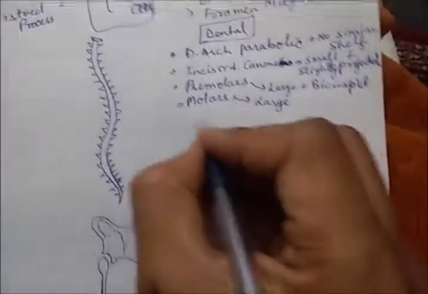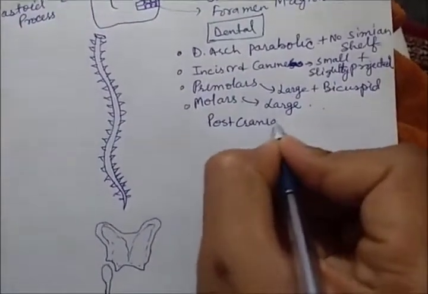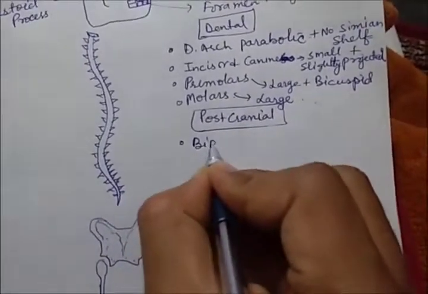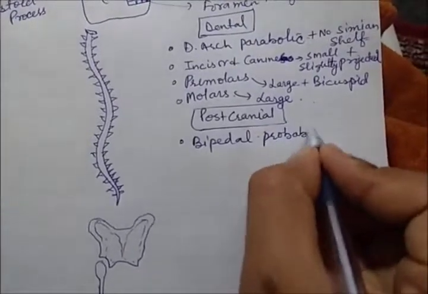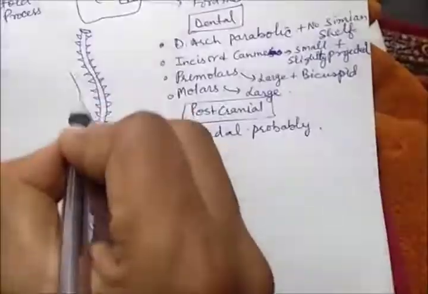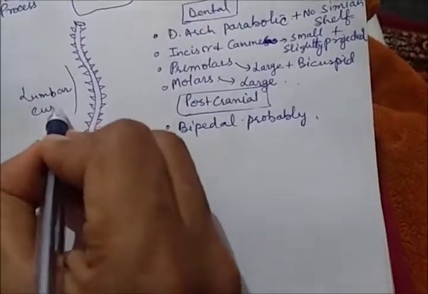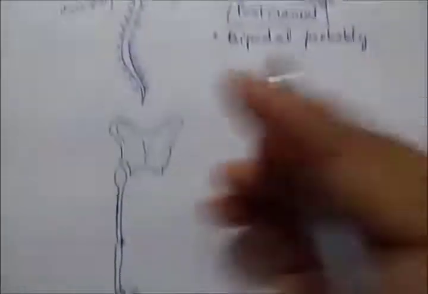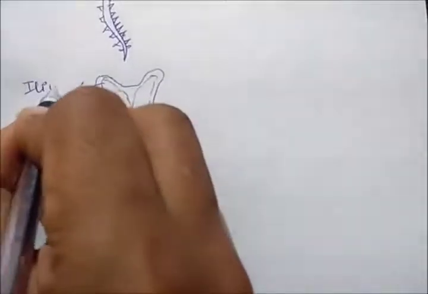In postcranial features, the first feature is that they are bipedal. They have probably bipedal locomotion. Next feature is the presence of a lumbar curve. Lumbar curve in the backbone again shows that they had bipedal locomotion. Then move on to the ilium. Ilium is broadened, so a broad ilium.